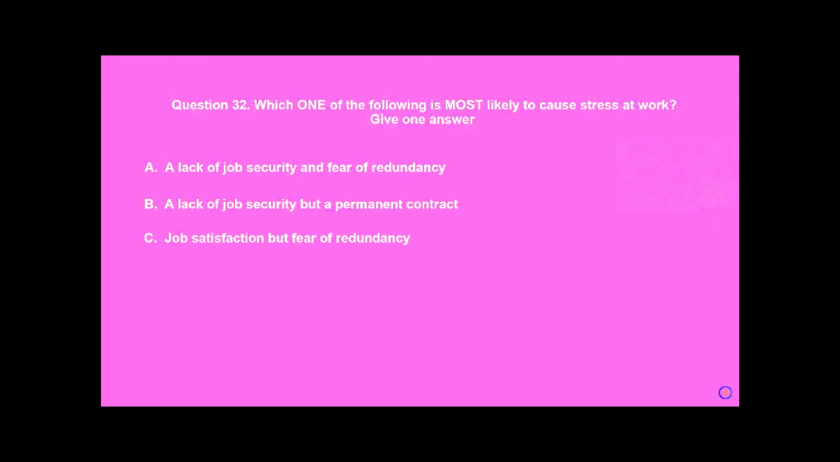Question 32. Which one of the following is most likely to cause stress at work? Give one answer. A. A lack of job security and fear of redundancy. B. A lack of job security but a permanent contract. C. Job satisfaction but fear of redundancy. D. Job security and a permanent contract. The correct answer is A. A lack of job security and fear of redundancy.